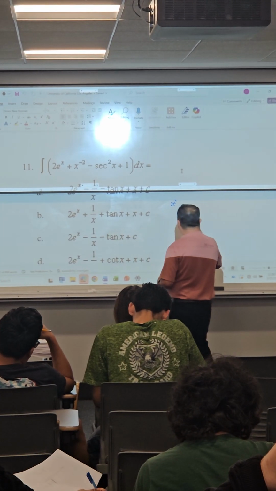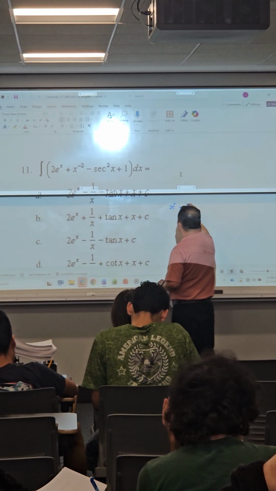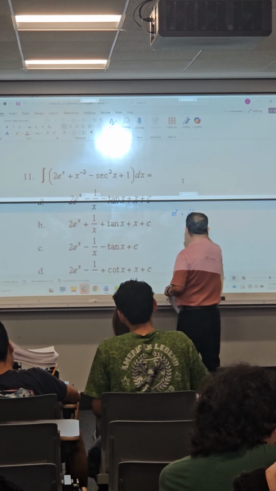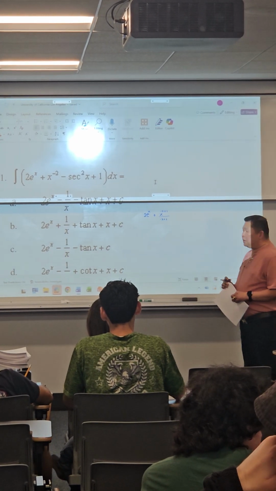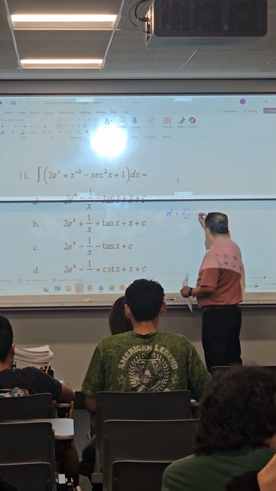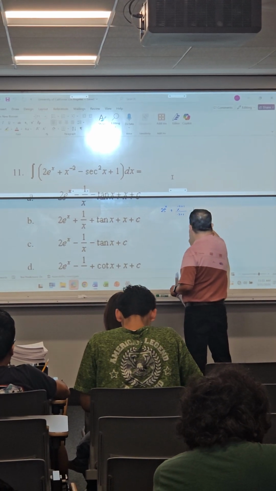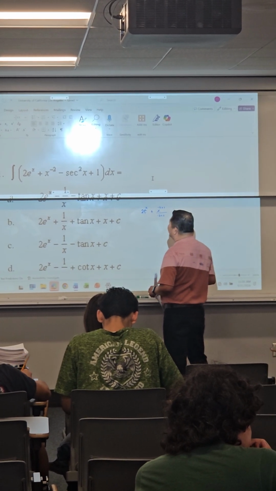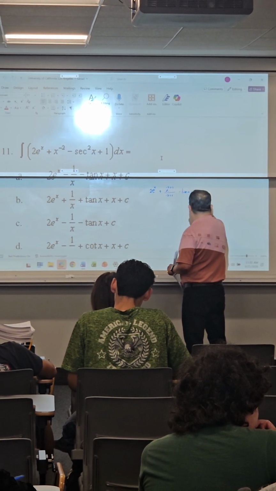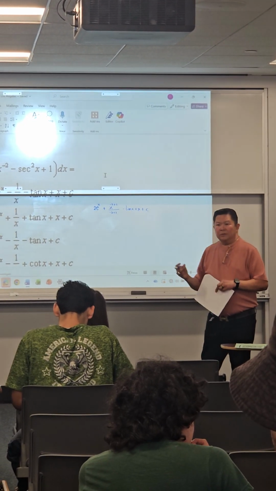Okay, so next plus, we have negative 2 plus 1, right? I just write it this way, negative 2 plus 1. The power increases by 1. And then, you know what is the antiderivative of secant square? Tangent x, very good. Minus tangent x. And then, what else? Plus x. And what else? Plus c, very good.